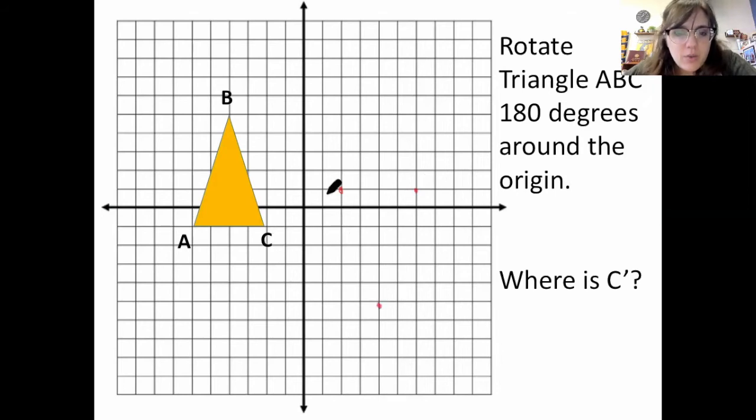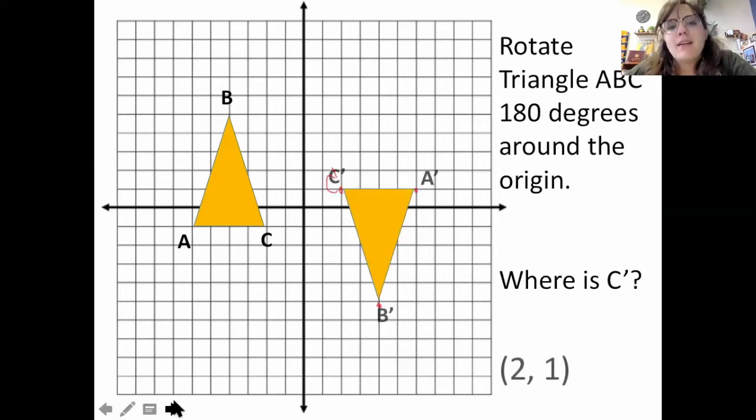And if I need to know where C is, that was that first one that I translated. Let's see if I'm right. Yes. All right. So C prime was at 2, 1. It was at -2, -1. But remember, you negate those. So it's the opposite of whatever that was, +2, +1. That is how you get your rotation of 180 degrees.